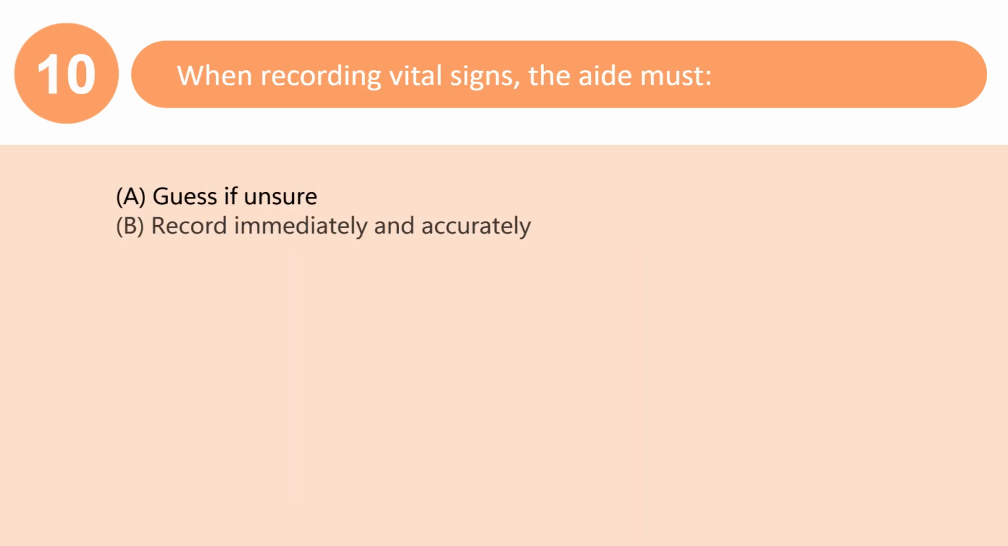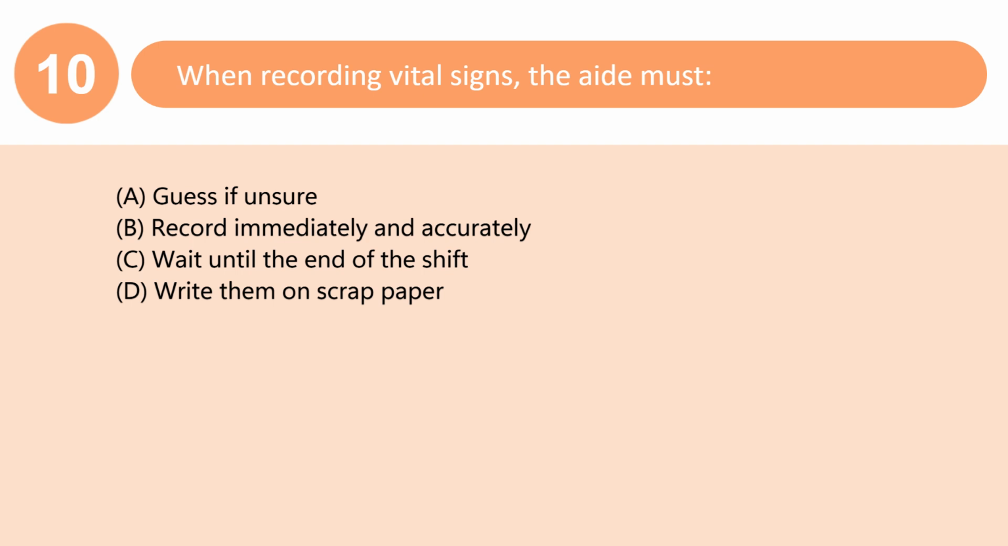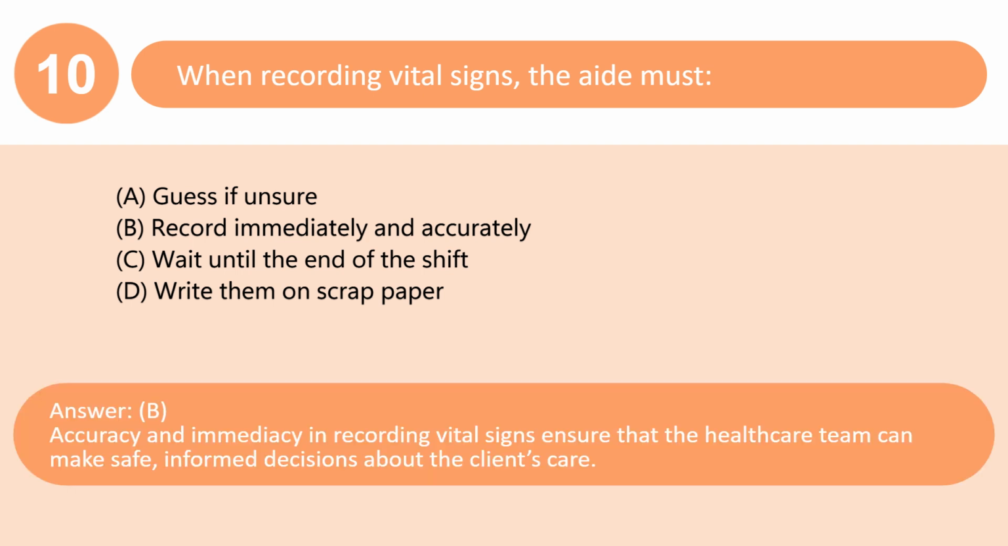When recording vital signs, the aide must A. Guess if unsure. B. Record immediately and accurately. C. Wait until the end of the shift. D. Write them on scrap paper. Answer B. Accuracy and immediacy in recording vital signs ensure that the healthcare team can make safe, informed decisions about the client's care.